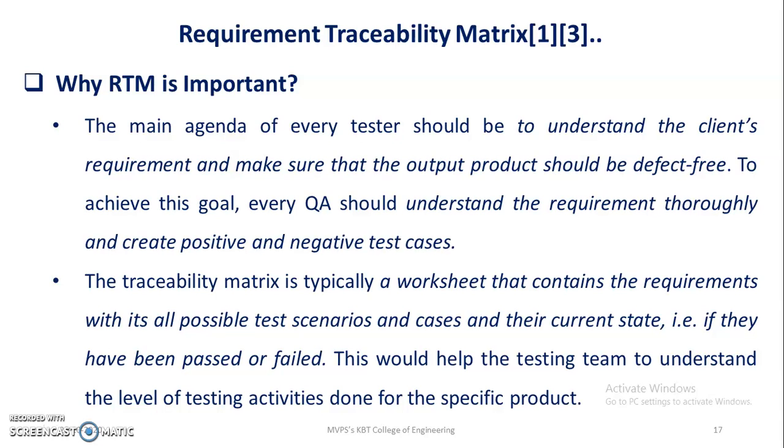So a simple way to trace the requirement with its corresponding test scenario and test cases is termed the requirement traceability matrix. The traceability matrix is typically a worksheet, nothing but a spreadsheet, that contains the requirements with all possible test scenarios and cases and their current state, that is, whether they have passed or failed. This helps the testing team understand the level of testing activities done for the specific product. That's why this RTM is important.